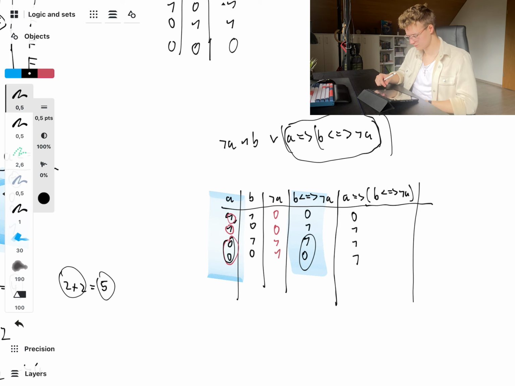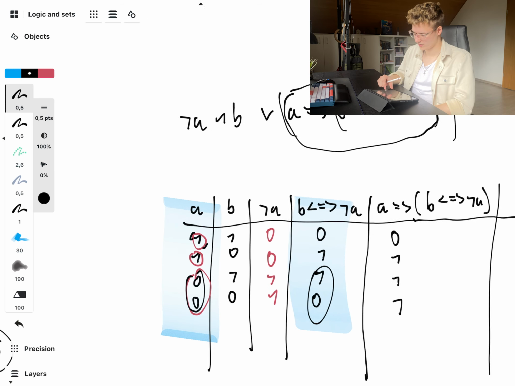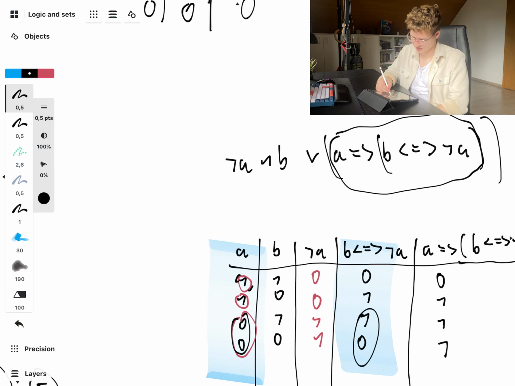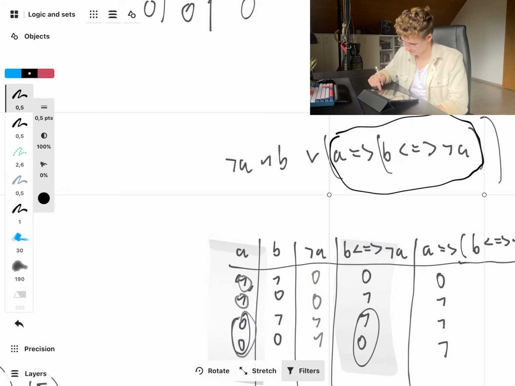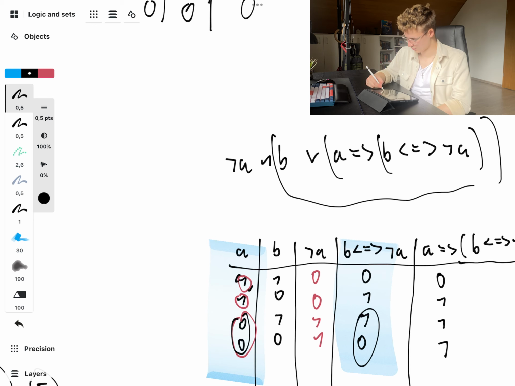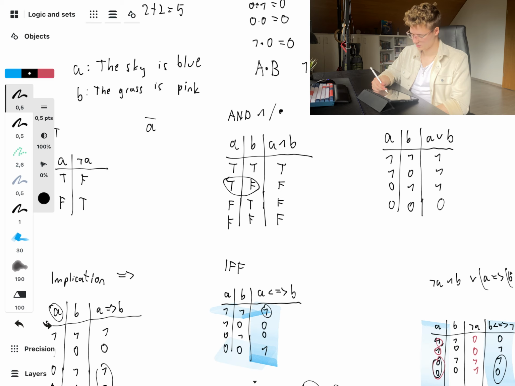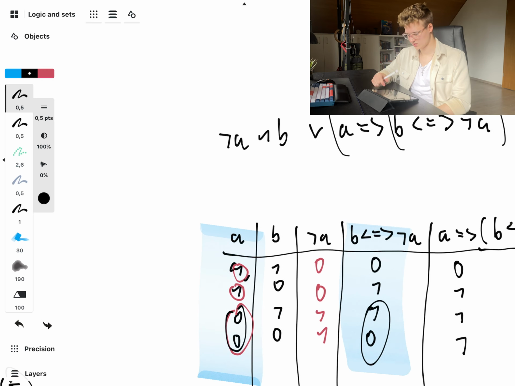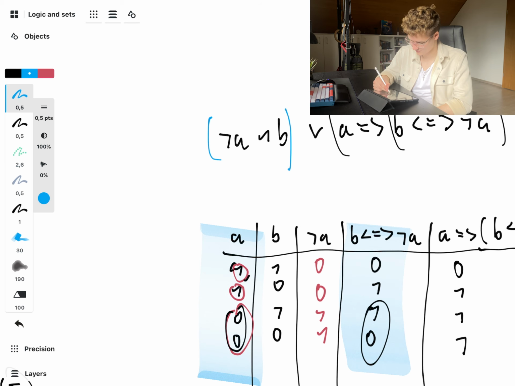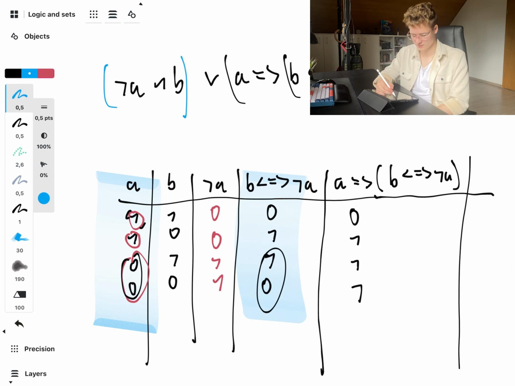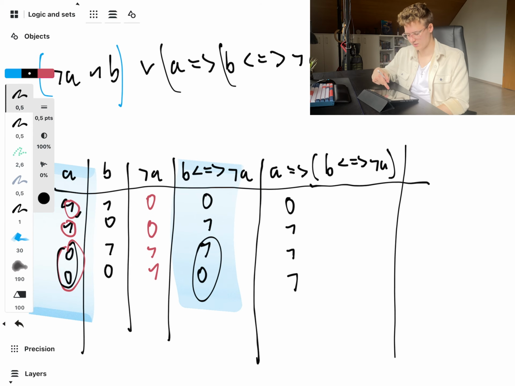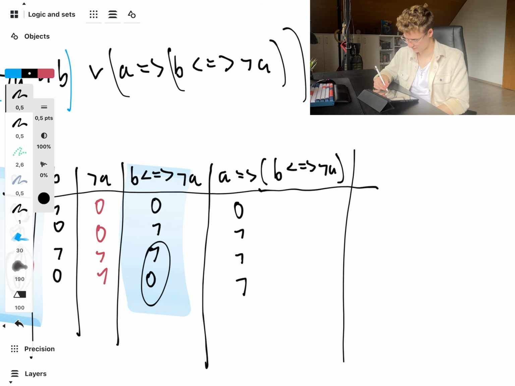Okay. Next up, we can either have not A and B, or we can have here B or this one. And we mentioned that and has a higher priority. So it actually means that we have parentheses like this. Okay? So you have not A and B. Not A and B.